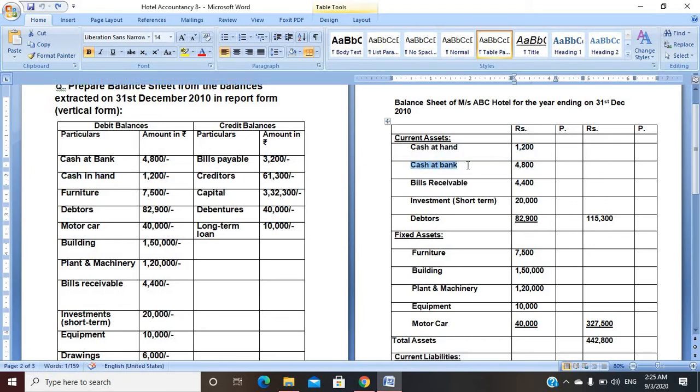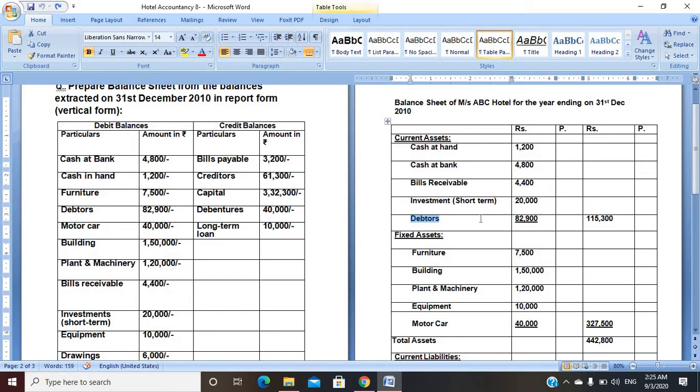Then cash at bank, as per the question, 4800. I just mentioned 4800. Then bill receivables come under the category of current assets, so we have the amount 4400 here, right? Same amount I mentioned, 4400. Then we also made some short term investment of 20,000 rupees. So I just mentioned investment short term 20,000.